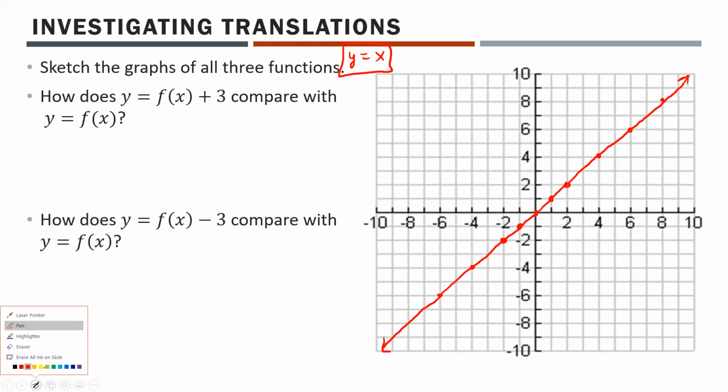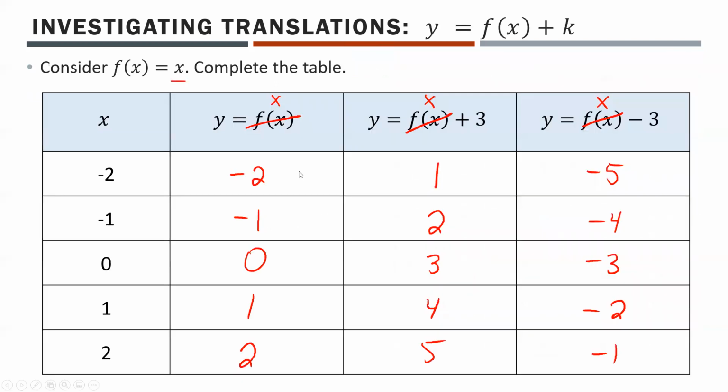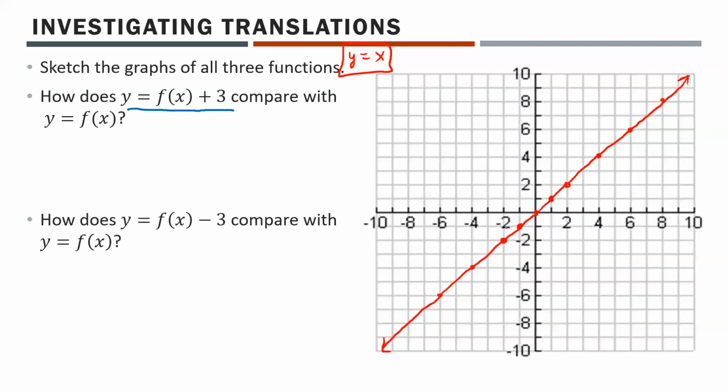Now, as for the next one, it wants us to graph the f of X plus 3. I'm going to do that one in blue. So once again, I'm going to look back at my table from before. I'm graphing these ones right here. So when X was -2, we found that Y was +1. So I'll plot that right there. When X was -1, we found Y was +2. When X was 0, we had 3. When X was 1, we had 4. And when X was 2, we had 5.